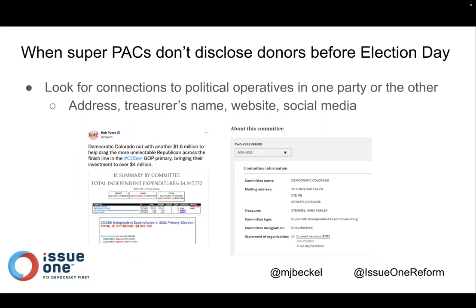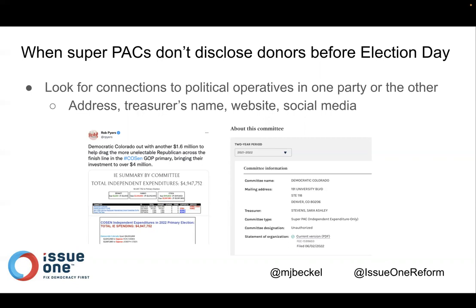And one of the first clues that you might try to investigate when you see one of these pop-up super PACs is, who is connected to this organization. It will have filed a statement of organization with the FEC. So there might be a treasurer's name, an address, a website, a phone number, maybe an email address if you're lucky, and being able to see, does this group have a web presence? Does it have a social media presence?